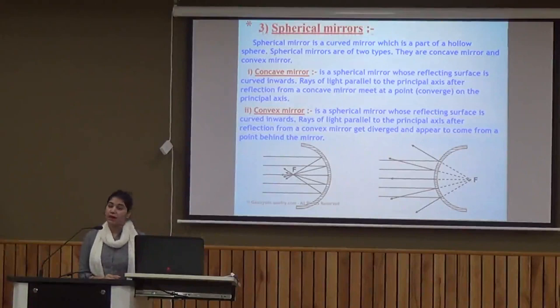The rays which are parallel to each other, whenever they strike this mirror, are all going to meet at a point which is known as the focus. So this mirror is actually converging all the light rays to a point known as the focus, right?